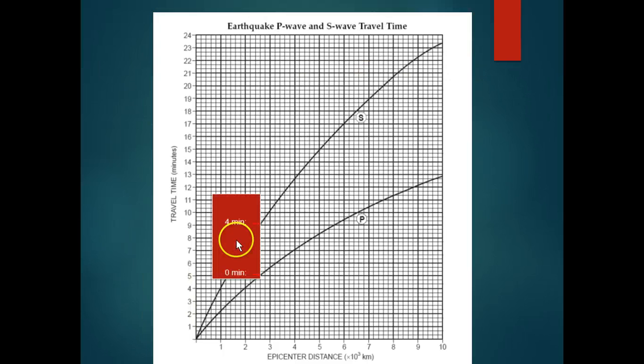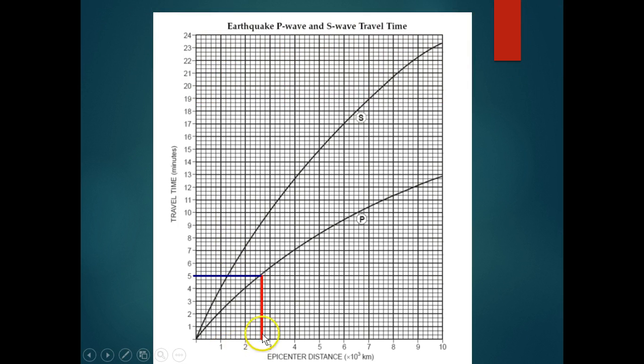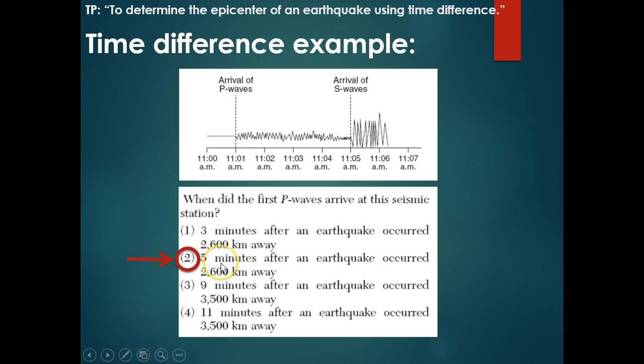So we calculated all this. Here it is, 2,600. All we have to do is take where we were along the 2,600 kilometer line, and at the P wave line, just go to the left. And it's 5 minutes. And that's it, 5 minutes. 2,600 kilometers. If we go back to the question, that's going to be answer 2.